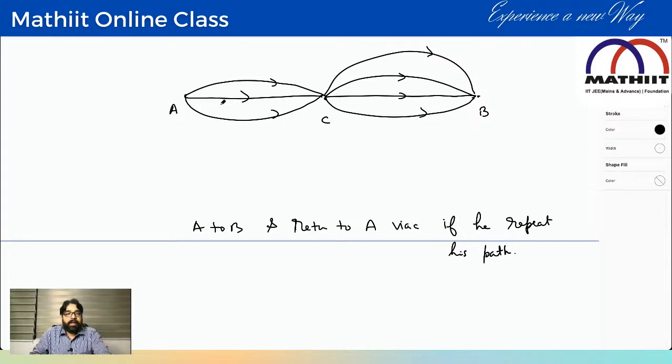So A to C, three ways. Directly I will write them. Every time I write three ways. And C to B, four ways. And B to C, one way only, because he has to repeat his path. Whatever path he came, that path only he has to take, the one way. And C to A, again one way. The total is 12 ways.